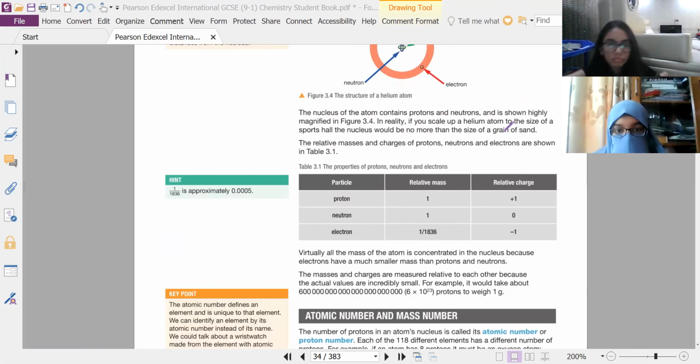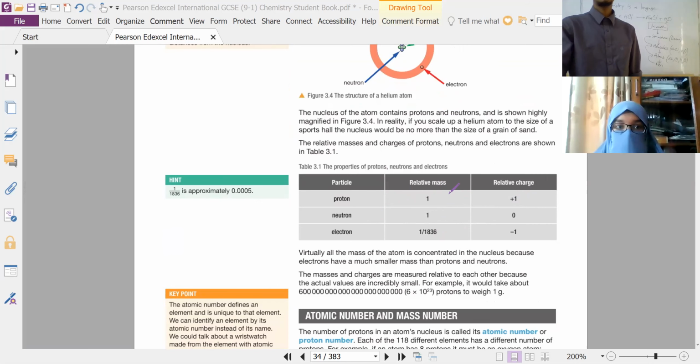And we have introduced how protons, neutrons, and electrons differ in their mass and their charges. So proton is positively charged, electron is negatively charged, and neutron has no charge. That's why the name is neutron. The term neutron is self-explanatory.